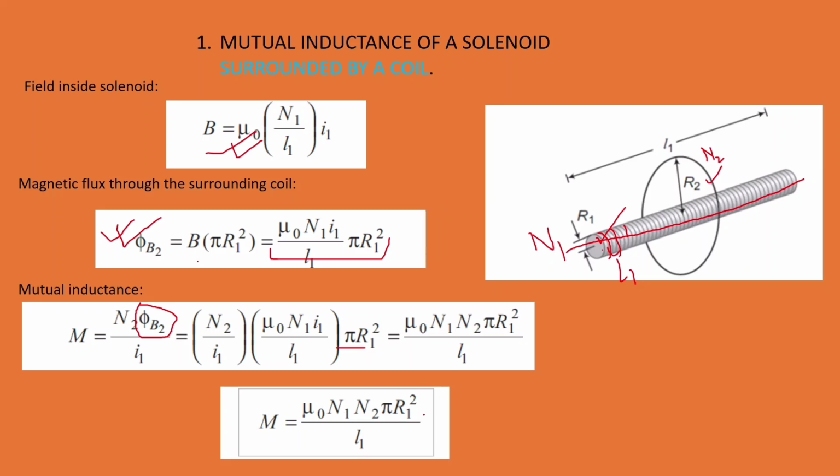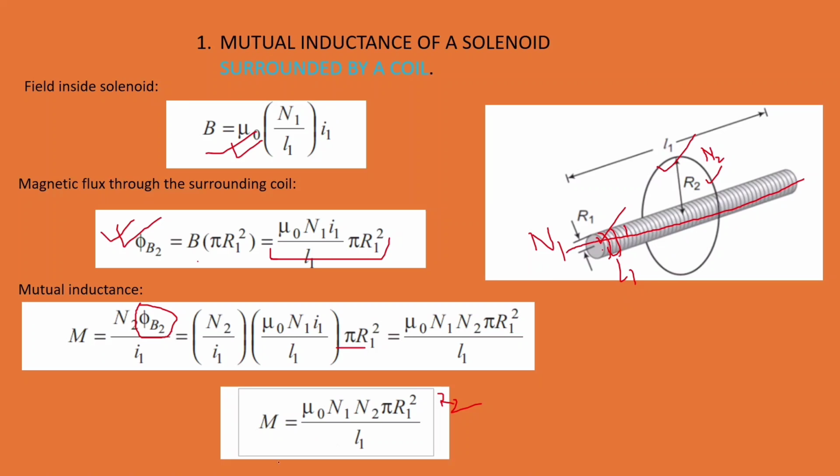So there is no term regarding R2, right? We have to keep this in mind. This mutual inductance is independent of the radius of the secondary coil, because the magnetic field is only confined into this solenoid of radius R1 in this region. So it is irrespective of the radius here in mutual inductance.